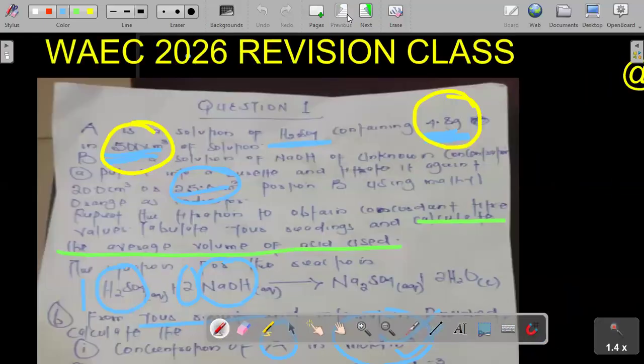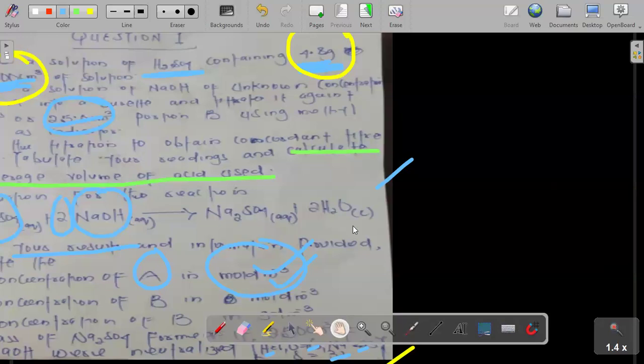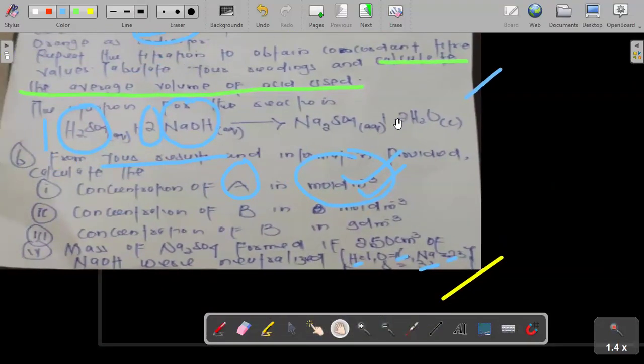Let's see question Roman 2. What does it say? Roman 2 says we should calculate the concentration of B also in mole per dm cube. We have gotten the concentration of A already in mole per dm cube. Now they are asking us to calculate the concentration of B in mole per dm cube. Pay attention. Anytime you have one concentration and you are asked to calculate another concentration, this is the formula you must use.